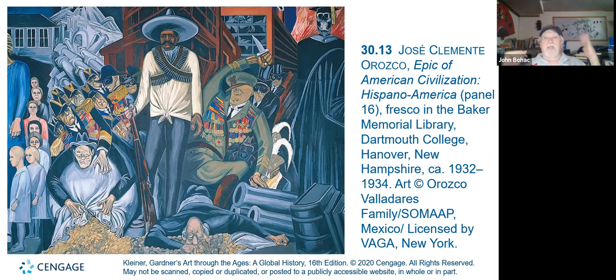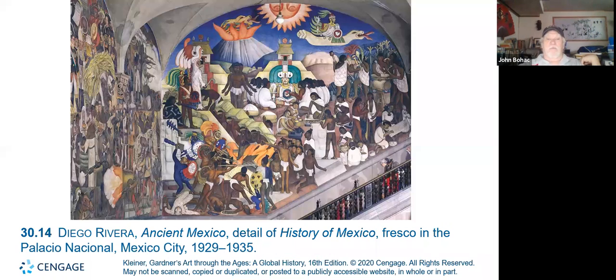Thomas Hart Benton, Jose Clemente Orozco, and this guy, Diego Rivera. And this is a fresco, it's in Mexico City. And this is the history of Mexico again. And so Diego was really kind of an interesting character. And he has the native people, he has a lot of other things going on, Aztec heritage and so on. Again, it's a version of history.